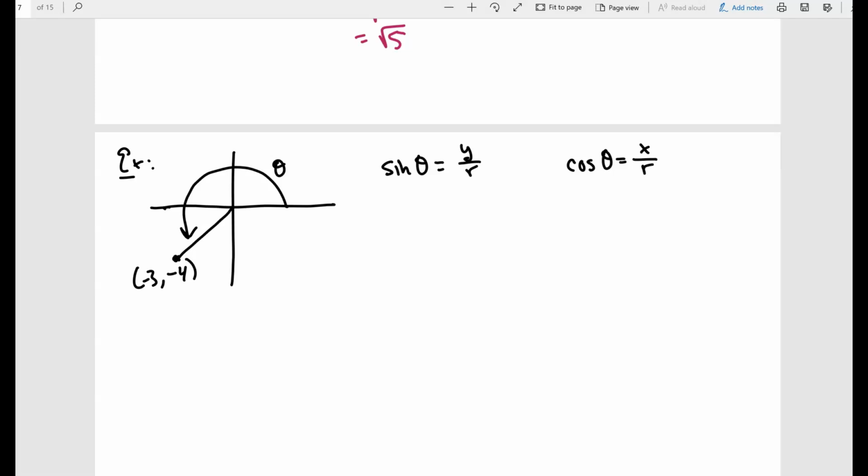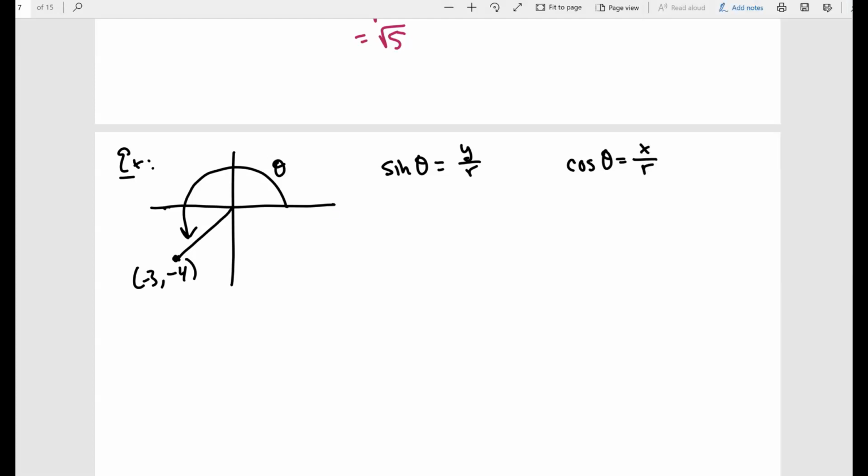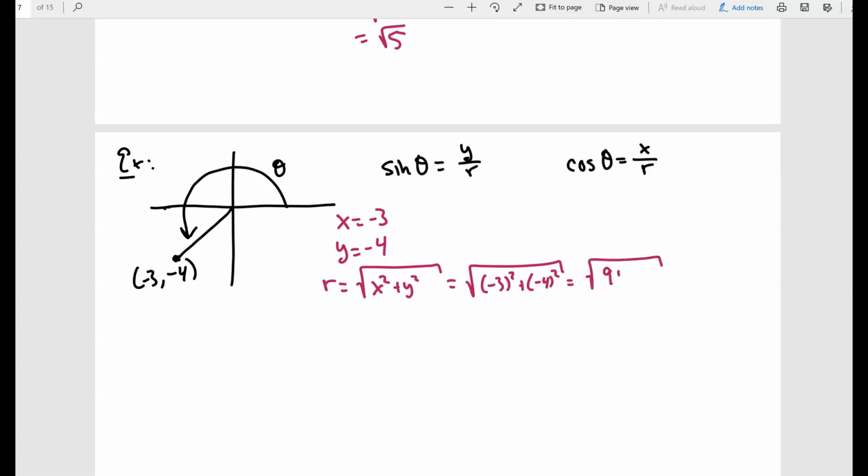Okay, so now let's first start off by finding what r is, because we know what our x and our y is. Our x in this case is going to be -3. Our y is going to be equal to -4. Okay, so our r is going to be equal to the square root of x squared plus y squared. That's going to give me the square root of -3 squared plus -4 squared. This is going to give me 9 plus 16, square root of 25, which gives me 5. Okay, so r is equal to 5.